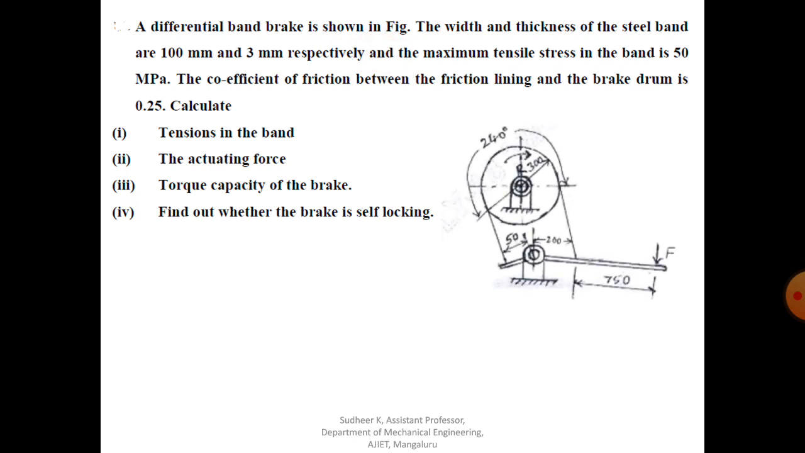The width and thickness of the steel band are 100 millimeter and 3 millimeter respectively, and the maximum tensile stress in the band is 50 megapascal. The coefficient of friction between the friction lining and brake drum is 0.25. Calculate the tension in the band, the actuating force. Third, the torque capacity of the brake. Fourth, find out whether the brake is self-locking.